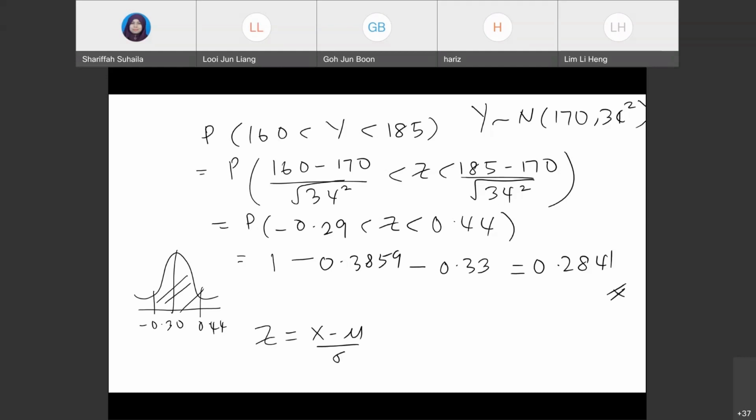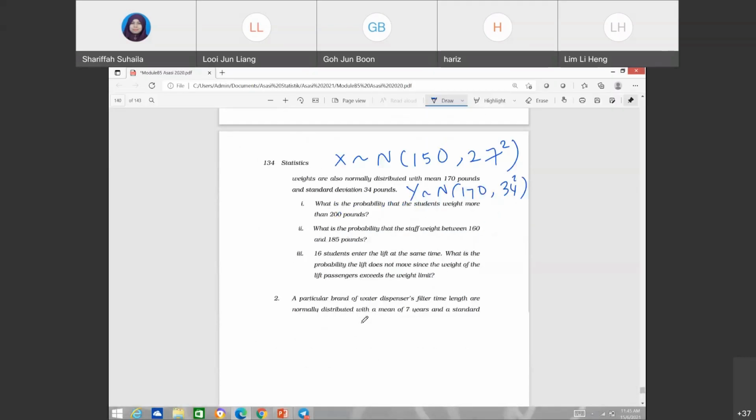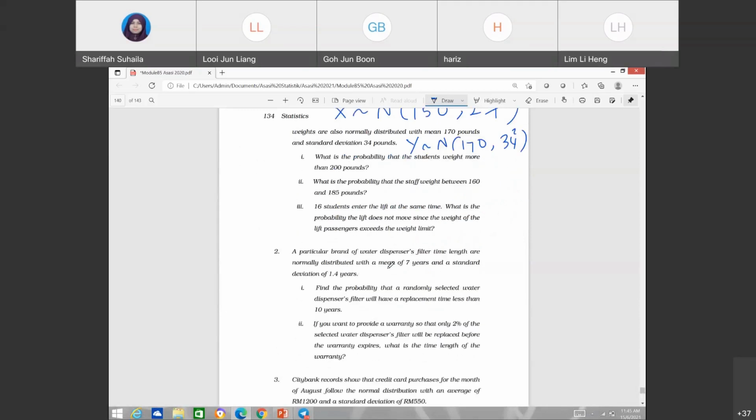Part 3: 16 students enter the lift at the same time. What is the probability that the lift does not move since the weight of the lift passengers exceeds the weight limit? For part 1 and part 2, you just solve as usual, with your X or your Y. But now you are given 16 students, and you want to find the probability that the lift does not move since the weight of the passengers exceeds the weight limit.